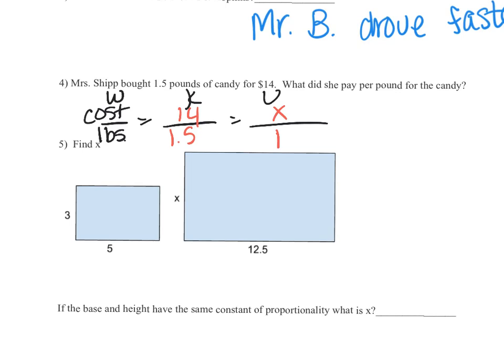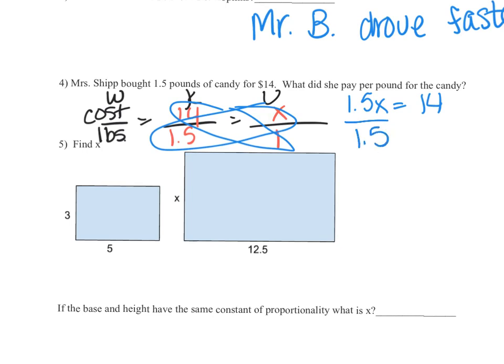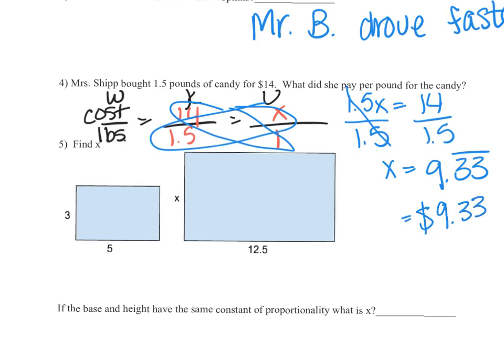So on this one, I'm going to go ahead and just cross multiply and divide. So I have 1.5 x equals 14. So I'm going to divide both sides by 1.5 to get x by itself. And then we'll have x equals 9.33 repeating. So that would be rounded to $9.33 per pound.